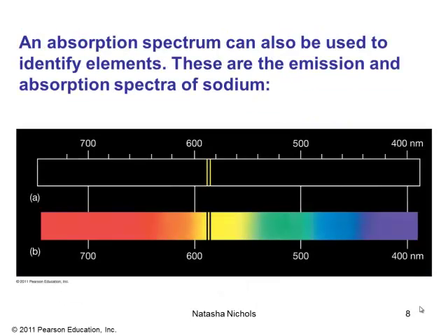Right here, this is the emission and absorption spectrum of the element sodium. So on the very top one, we see the emission, and on the very bottom one, frame B, we see the absorption. So the two bright lines in the center on frame A appear in the yellow part of the spectrum. And on frame B, the two dark lines appear at exactly the same wavelengths as the bright lines in the sodium emission spectrum.